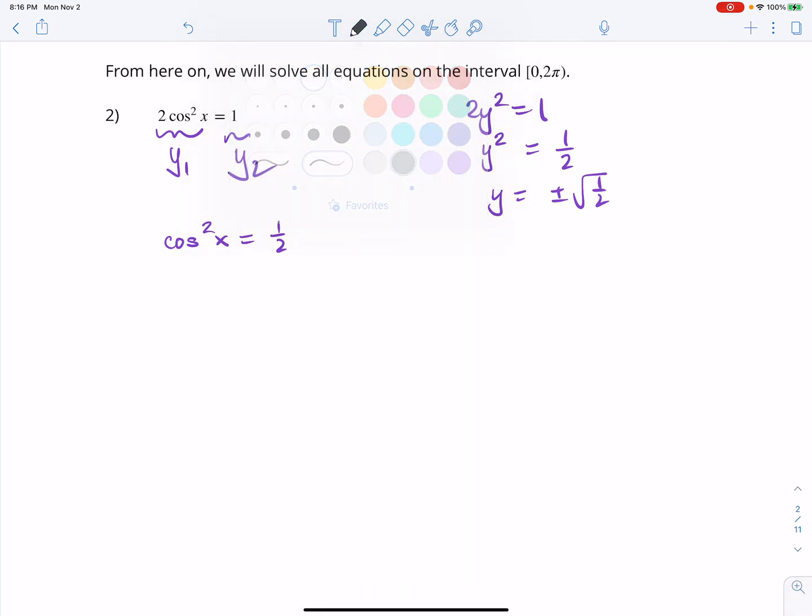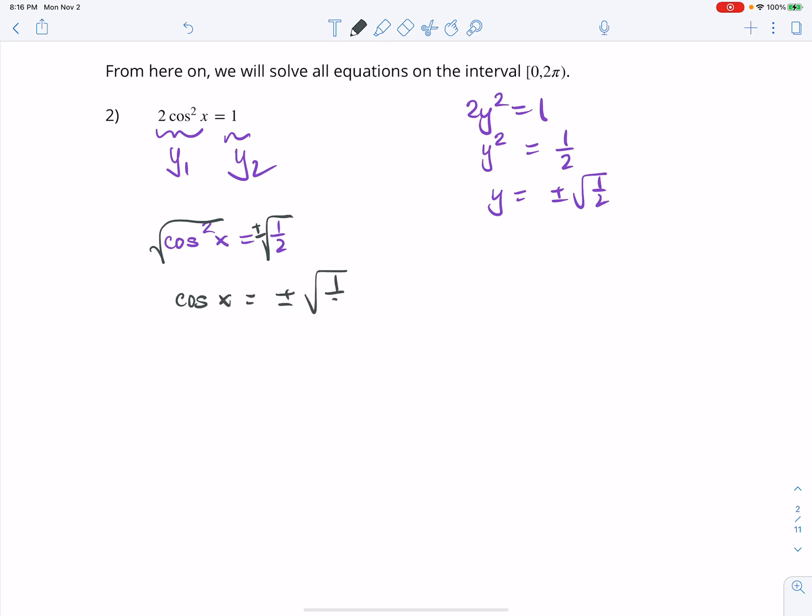And then remember, to get rid of the square, we take the square root of both sides. And whenever you take the square root of both sides, again, you need the plus and minus. So that means that cosine x is equal to plus or minus square root 1/2. Now, that doesn't look like a familiar ratio, but if we rewrite it a little bit here, we get 1 over root 2. And now that should look familiar because that's from your 45, 45, 90 triangle.